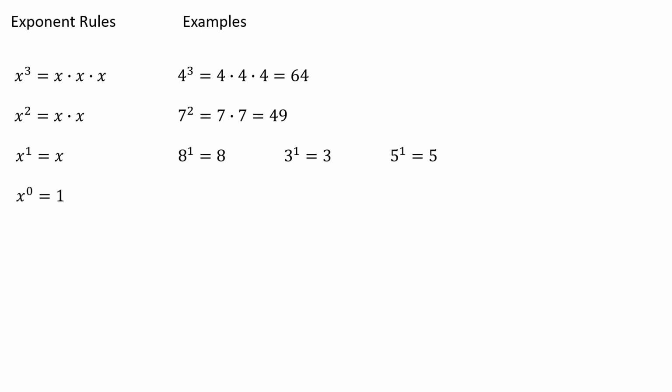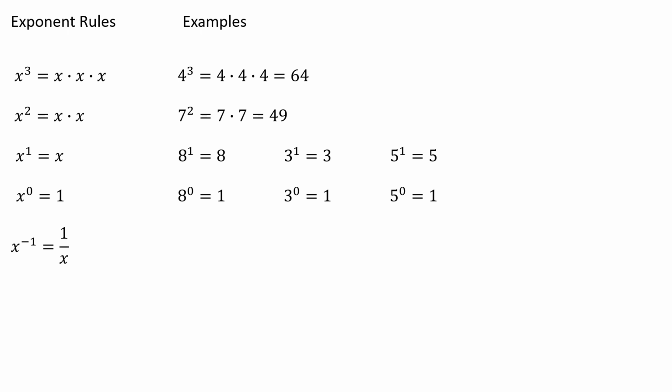Next sneaky one. If the exponent is 0, the value is 1. Again, here comes a flood of examples here. 8 to the 0 power, 1. 3 to the 0 power, 1. 5 to the 0 power, 1. Right? Doesn't matter what the base is. If the exponent is 0, that tells me I'm not multiplying by the base. Right? So I'm just going to have 1.